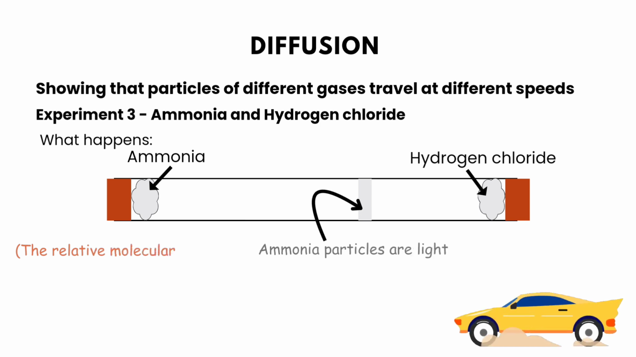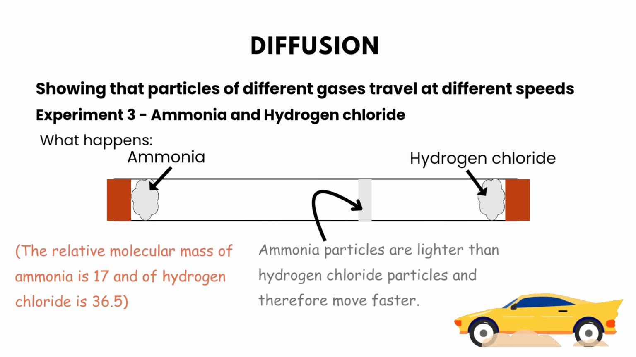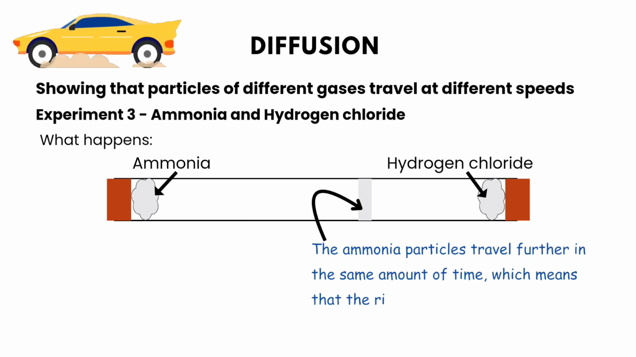So what happens? Ammonia particles are lighter than hydrogen chloride particles and therefore move faster. The relative molecular mass of ammonia is 17 and of hydrogen chloride is 36.5. The ammonia particles travel further in the same amount of time, which means that the ring forms further away from the ammonia end.